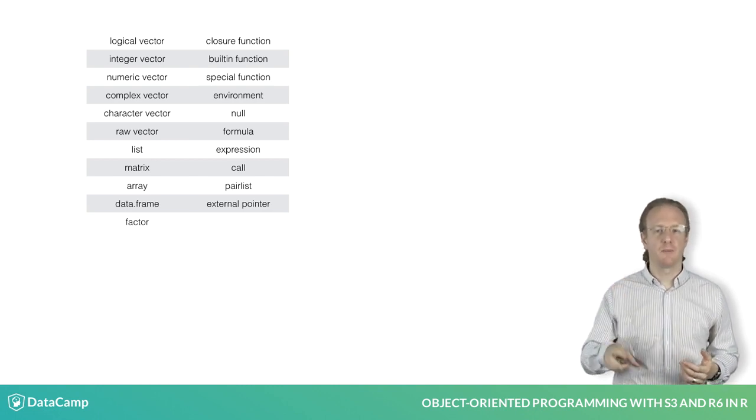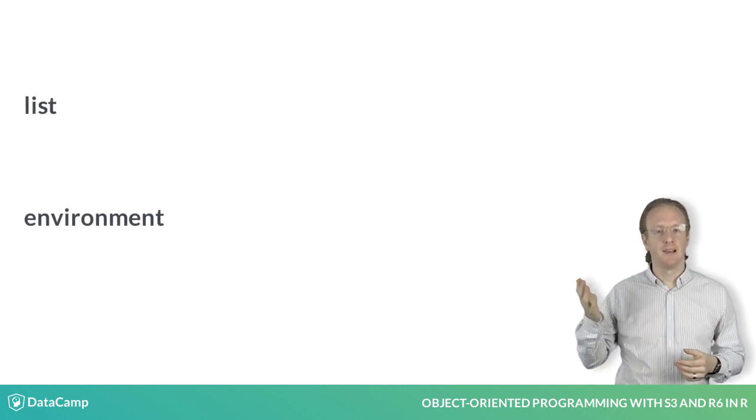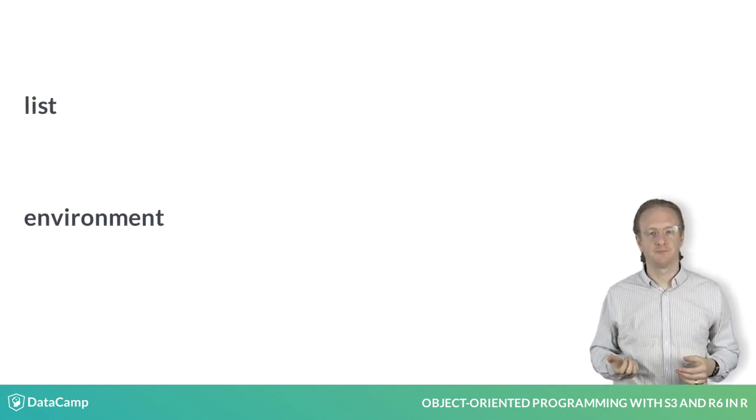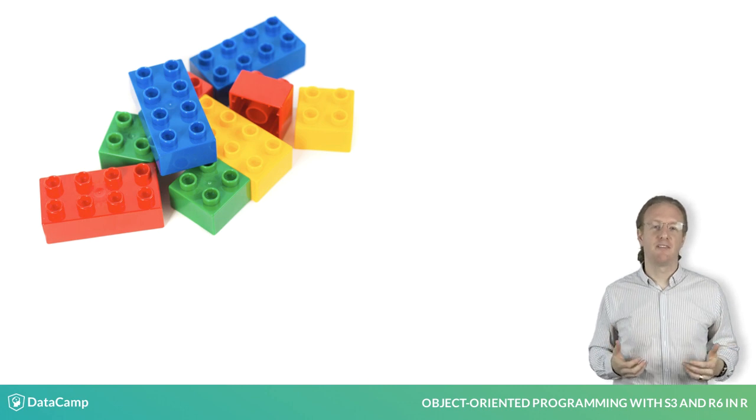There are two variable types here that become important for object-oriented programming: lists and environments. Because these variable types can contain other variables, you can use them to create many other more complex types. Think of it like Legos. In this case, you have 20 types of Lego block, but you can use those blocks to build an infinite number of more complex structures.